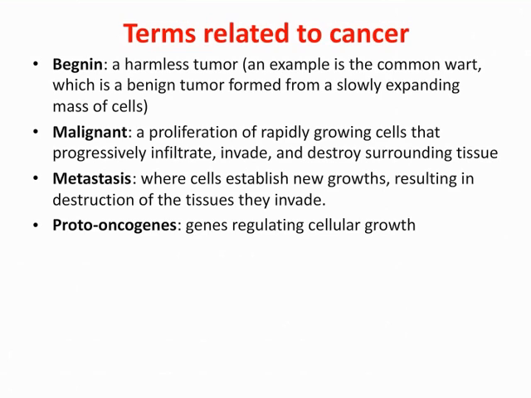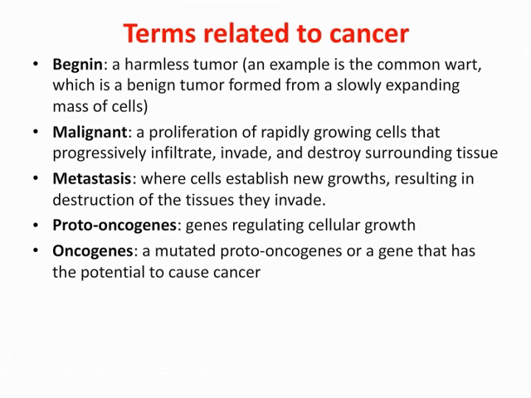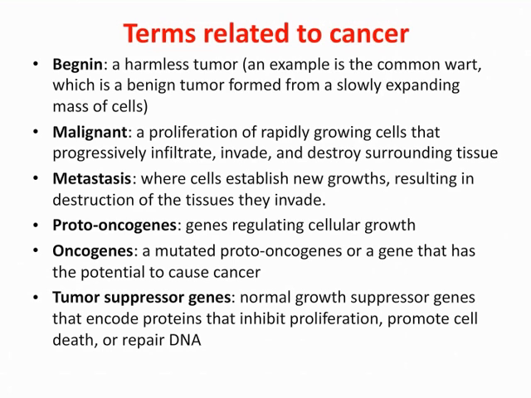A proto-oncogene is just a normal gene that regulates cell growth. But an oncogene is a mutated proto-oncogene, so now it has the potential to become something dangerous. And then we have tumor-suppressor genes, a lot of drugs have these. They suppress the growth of cancer cells by inhibiting proliferation, promoting cell death, and repairing DNA.